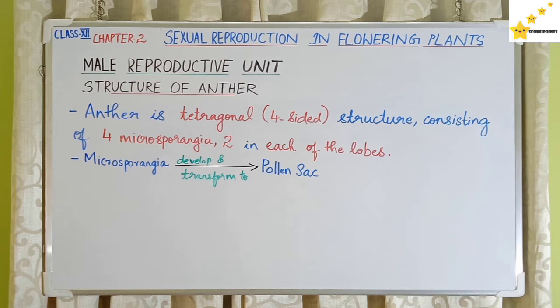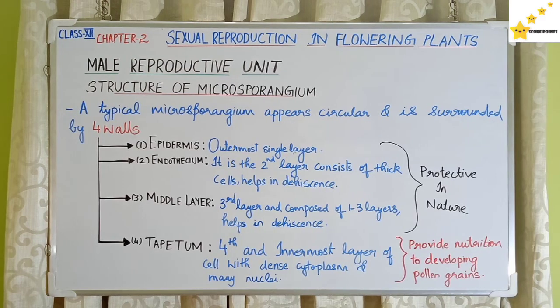Microsporangia develop and transform to pollen sac. Inside the pollen sac there are pollen grains. Structure of microsporangium. A typical microsporangium, it appears circular and is surrounded by 4 walls. 1. Its epidermis, outermost single layer. Second one, its endothecium. Endothecium is a second layer. It consists of thick cells that helps in dehiscence or the release of pollen grains.